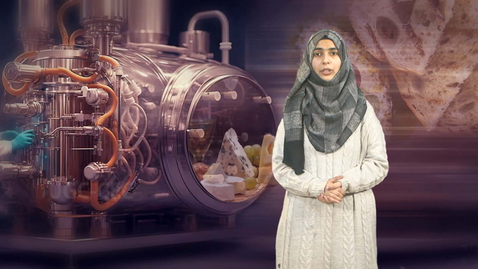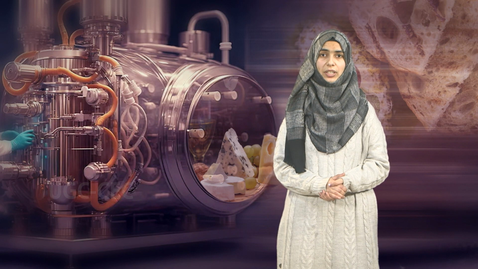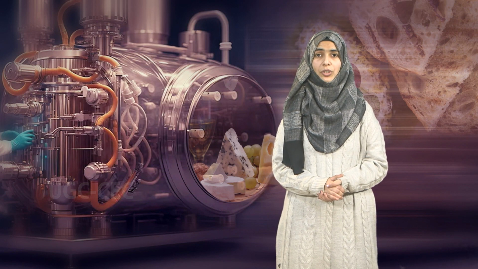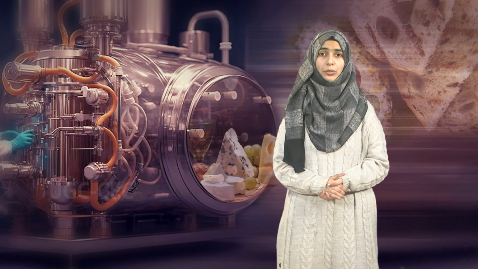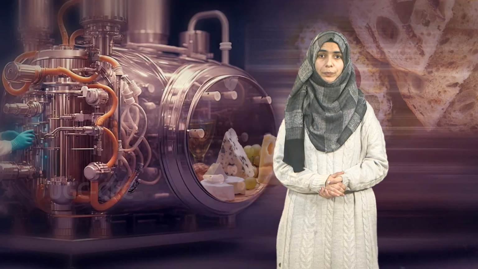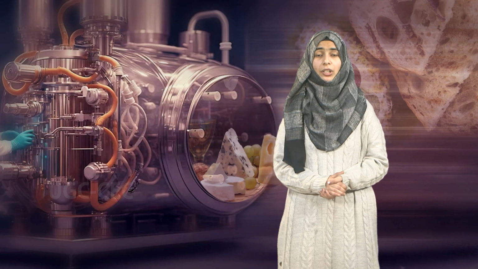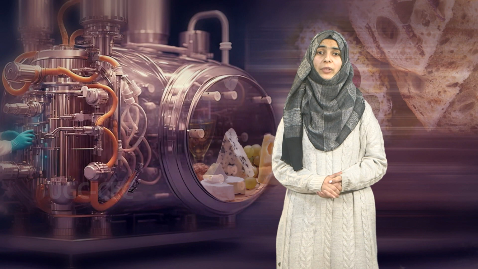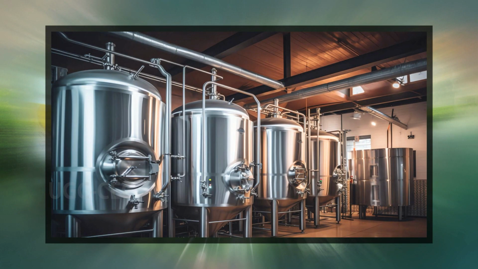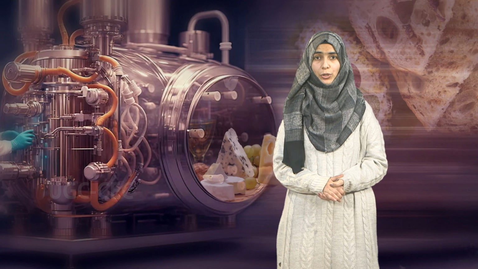By genetically modifying organisms to have better or unique productivities and utilizing new processing technology advancements, it will be feasible to achieve additional economies in production. The product formation stages in bioprocess technology are essentially very similar, no matter what organism is selected, what medium is used, or what product is formed. The organisms must be cultivated to form the desired products by means of physical, technical containment systems, the bioreactor, and the correct medium composition and environmental growth regulating parameters such as temperature and aeration.